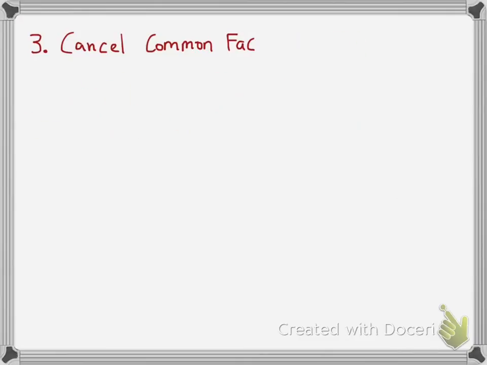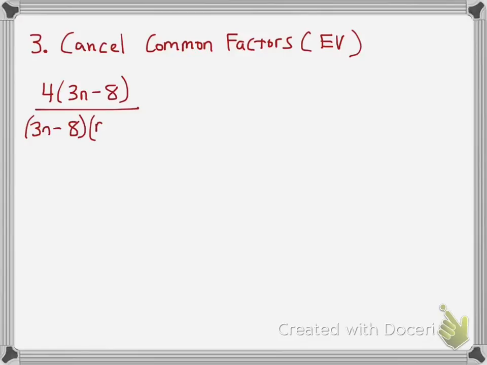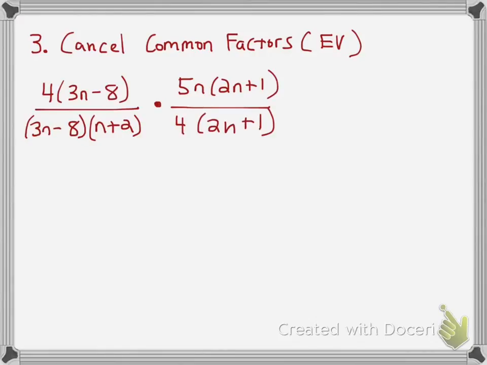The third step is going to be canceling common factors. When we cancel common factors, we're also finding excluded values. So we're going to go ahead and rewrite our expression. Hopefully you are already able to see what is happening. You're going to see the common factors that we can divide out. I see a 3n minus 8 that can get divided out, and a 2n plus 1 that can get divided out. I also see some numbers that we can divide, and those are the 4s. So what's left over is 5n over n plus 2. That is our simplified expression, so that's part of our answer.